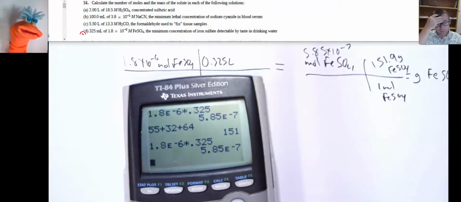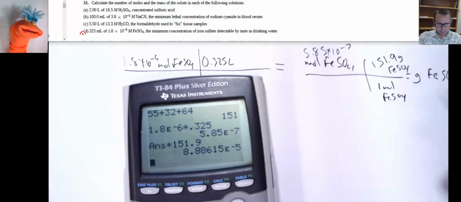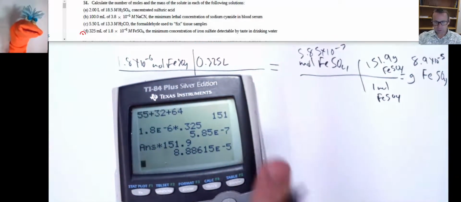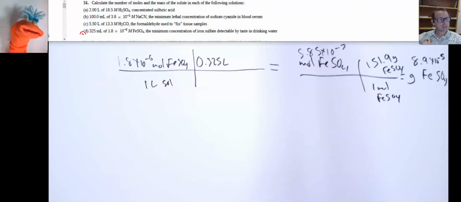All right. And then 5.9 really, if you just round to two significant digits. Where am I at? Yeah, two significant digits, 1.8 times 10 to the minus 6. All right, and then times 151.9. So that's 8.9 times 10 to the minus 5 grams per mole. Or no, sorry, grams of the iron sulfate. Okay, that was D. Next.